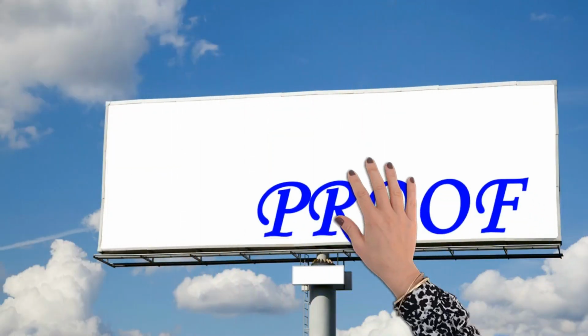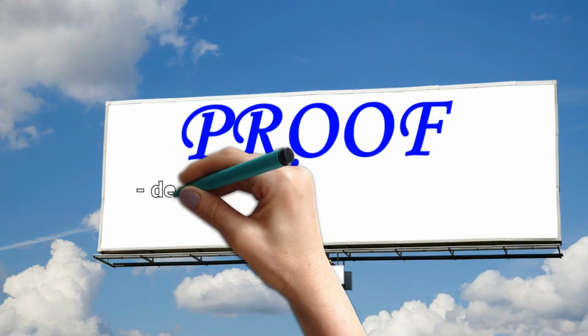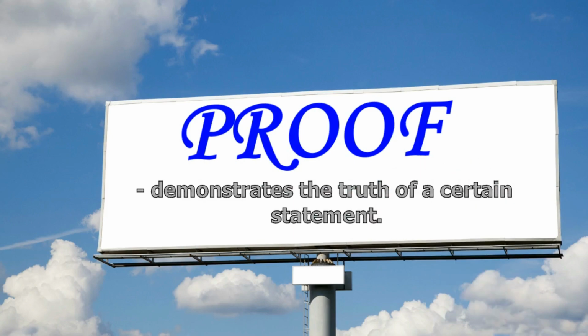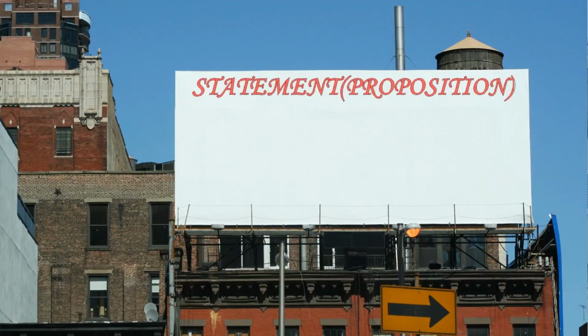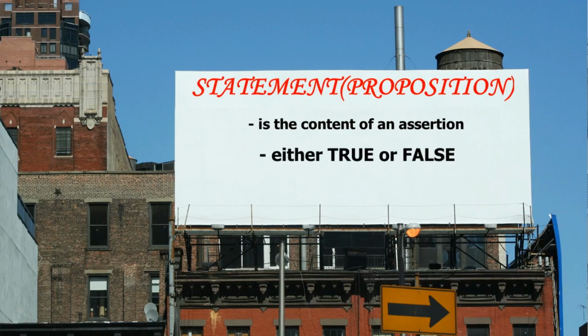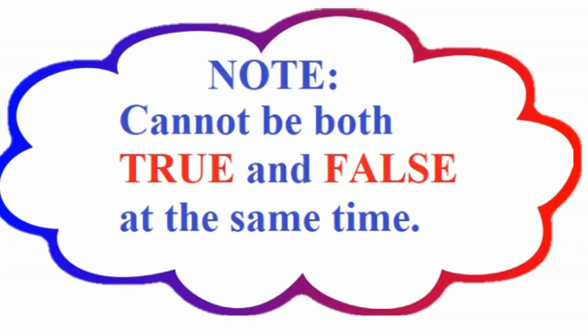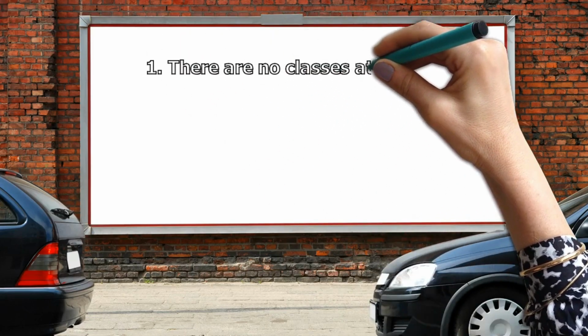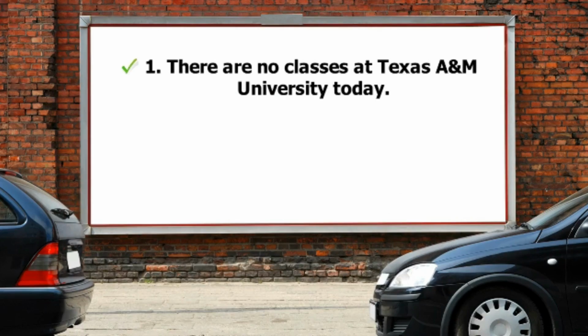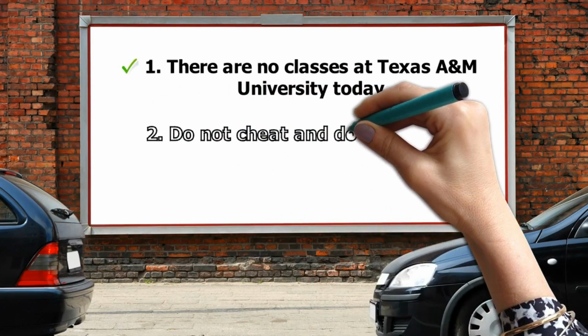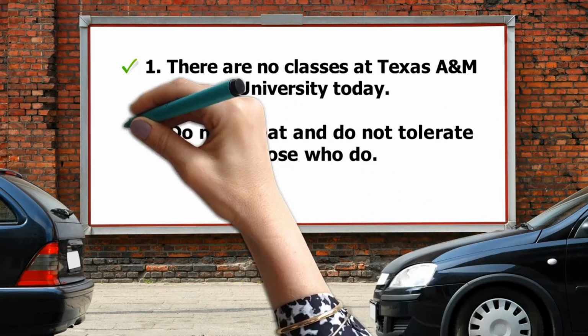Teach them. A proof in mathematics demonstrates the truth of a certain statement. It is therefore natural to begin with a brief discussion of statements. A statement or proposition is the content of an assertion. It is either true or false, but cannot be both true and false at the same time. For example, the expression "there are no classes at Texas A&M University today" is a statement since it's either true or false. The expression "do not cheat and do not tolerate those who do" is not a statement.